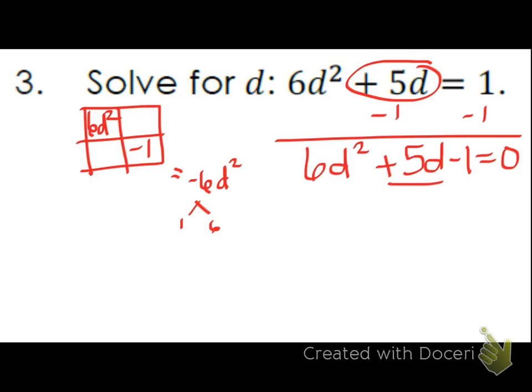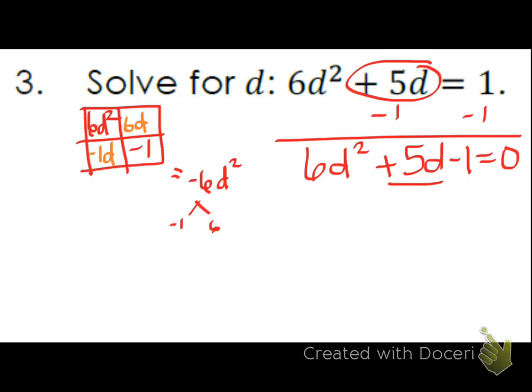Alright, so if we use 1 and 6, we need to make the 1 negative and the 6 positive, because that way when we add them up, we get positive 5d. So we can now go back and add into our box our 6d and our negative 1d, or negative d.